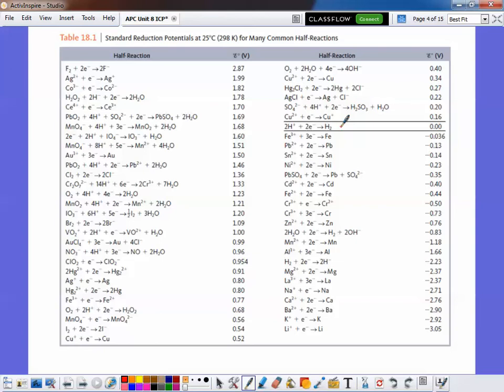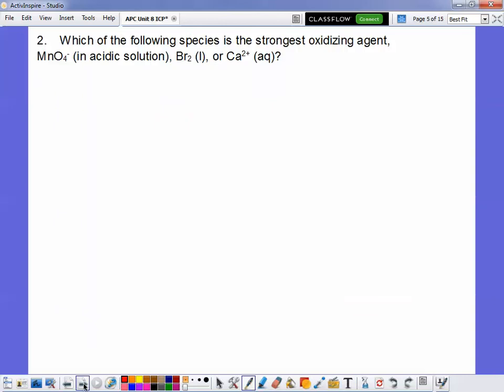The one difference in the appendix chart versus this one is that the one in the appendix didn't outline the hydrogen reduction equation. I don't know why, but that's the only difference. All right, so now let's talk about how we're actually going to use this. Well, we're going to do a problem first.